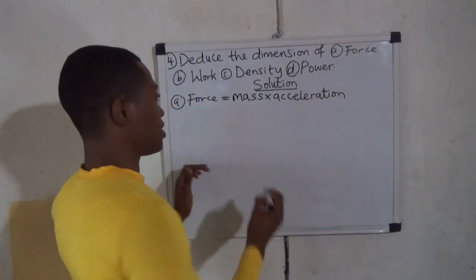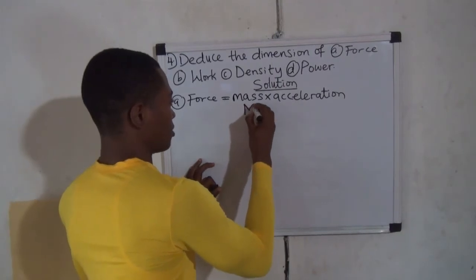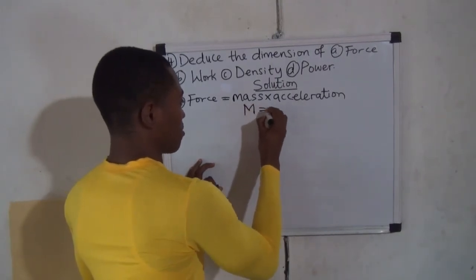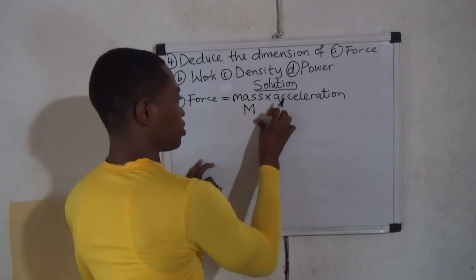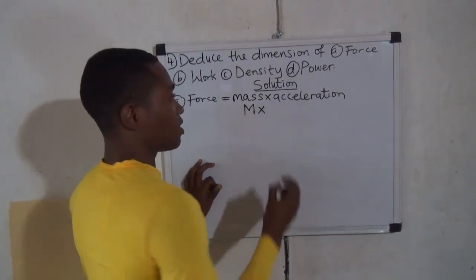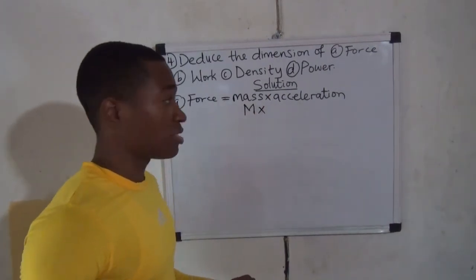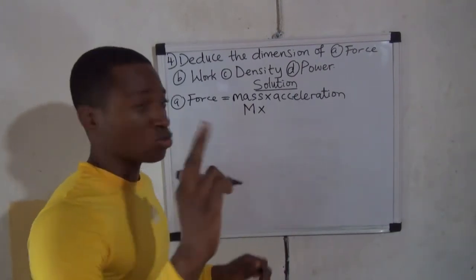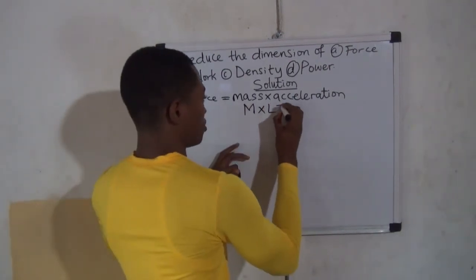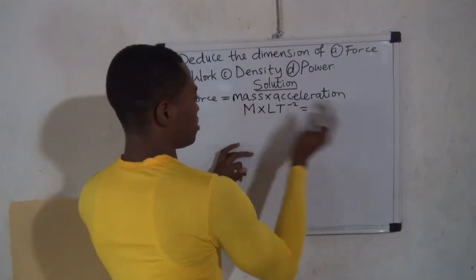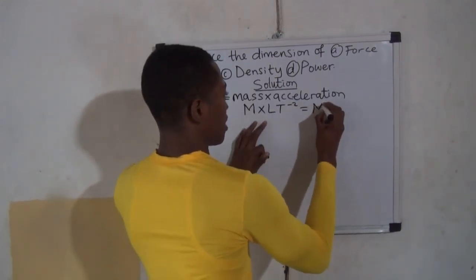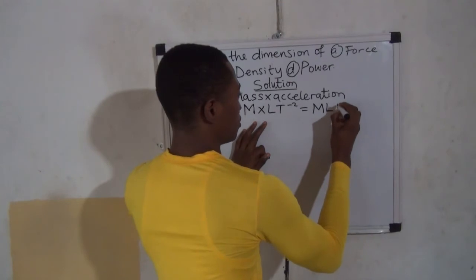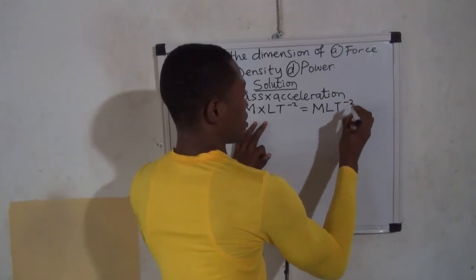What's the dimension of mass? M. That's just the symbol of mass, M. That's the dimension of mass, multiplied by, what's the dimension of acceleration? That's the last question we solved. LT raised to the power of minus 2. From this, just combine. That is M L T raised to the power of minus 2.